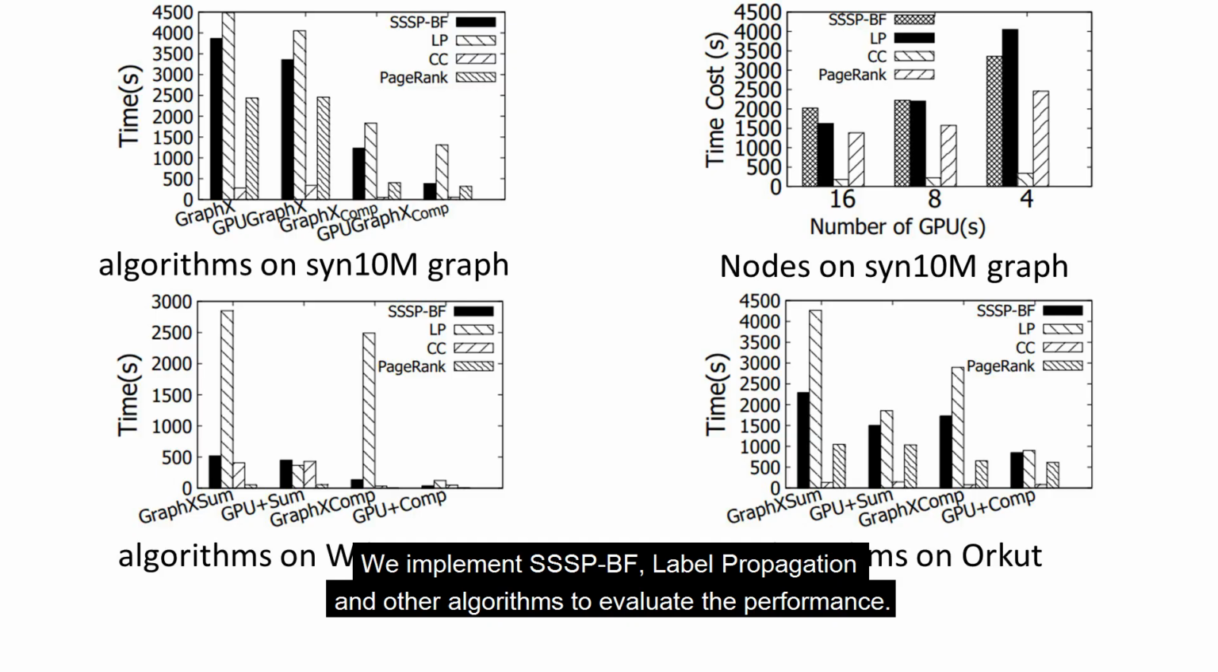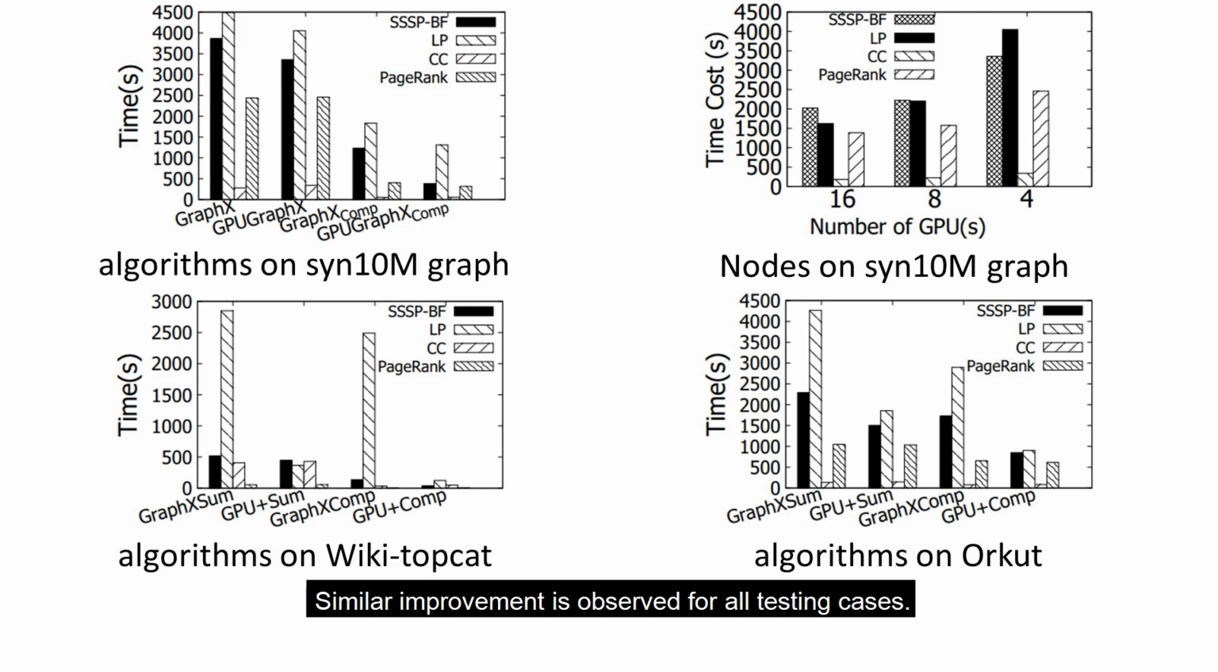We implement SSSPBF, label propagation and other algorithms to evaluate the performance. Similar improvement is observed for all testing cases. For example, for the label propagation on Wiki Topcats, GPUGraphX is 5 times faster than GraphX in total time, demonstrating the superiority of our system.